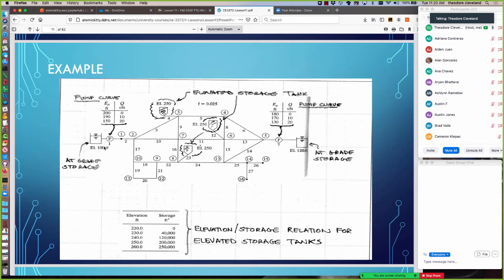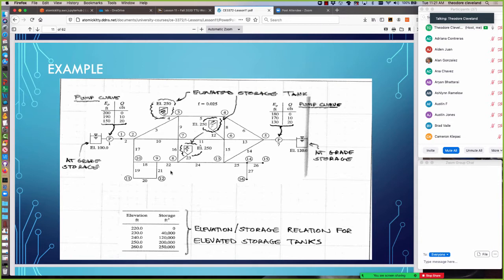There's also, in this case, 2 at-grade storage reservoirs. So these have fixed elevations that don't change with time. So these would represent very large volumes of water attached to the system. On the left side, at this left reservoir, the water is boosted into the network via a pump, which has the following operating curve. At 200 feet of head is shut off. At 190 feet of head, it produces 10 cubic feet per second. At 150 feet of head, it produces 20 cubic feet per second. And then it's boosting into this network.